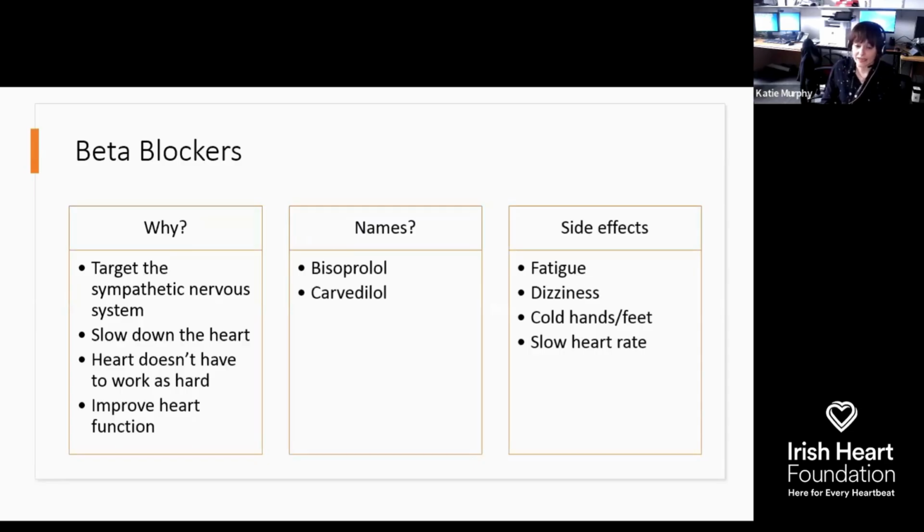Now, they can have some side effects. Again, these side effects tend to get better with time, but people can have some tiredness. They can feel a little bit dizzy. They can feel a little bit cold, and you may have a slower heart rate. The slower heart rate may mean that the dose has to be reduced of your beta blocker, but we focus a lot on how you're feeling. So there are plenty of people walking around with a heart rate of 40 or 50 who feel absolutely fine. But if you're not one of them, then we can reduce the dose to try to help you to feel better.